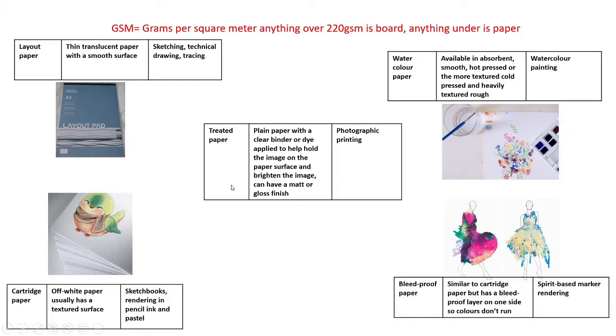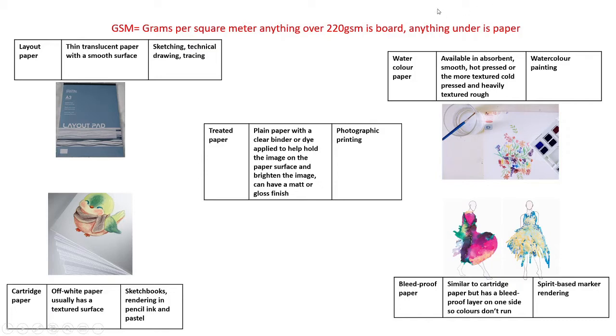Next you've got treated paper. This is a paper that you can make so it can have a matte or a gloss finish, that you can print photographs on and make it really nice, with a good quality, clean photo finish. Next you've got watercolour paper.